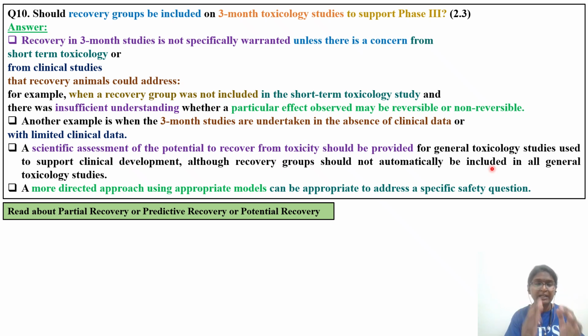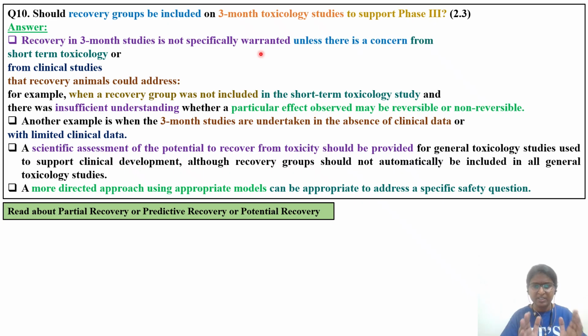Whether we need to have a recovery group in the case of anti-cancer drugs used in patients who are in advanced treatment. Should recovery groups be included in a 3 month toxicology study to support phase 3? Now we are discussing the phase 3 trial. Recovery in the 3 month study is not specifically warranted. If you are doing a 3 month repeat dose toxicology study in dog or monkey, do we need to have a recovery group?